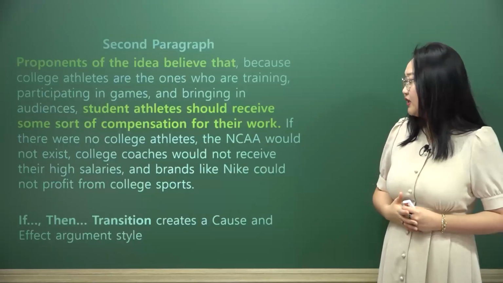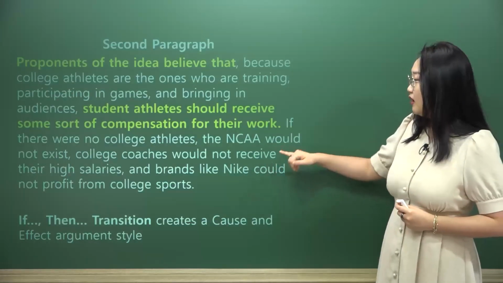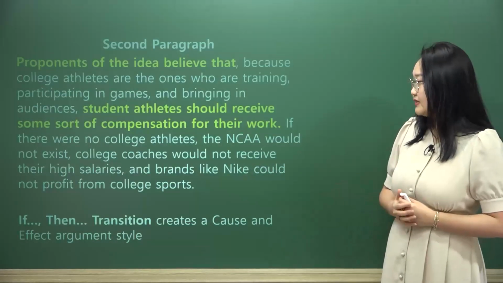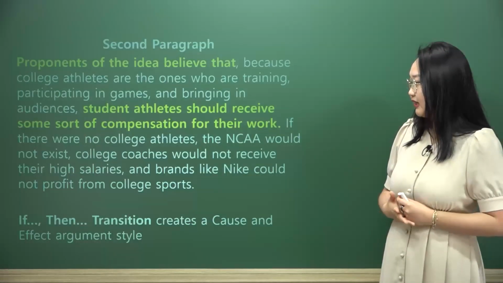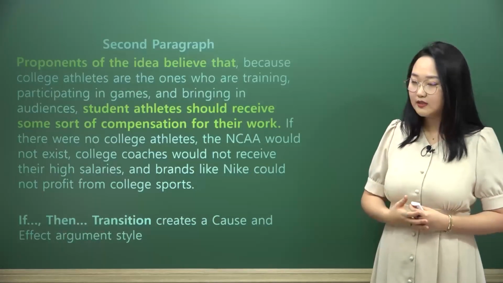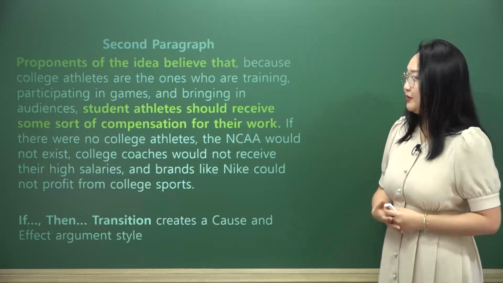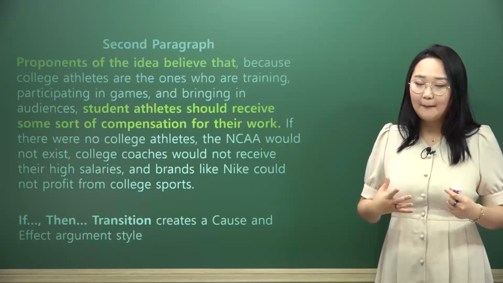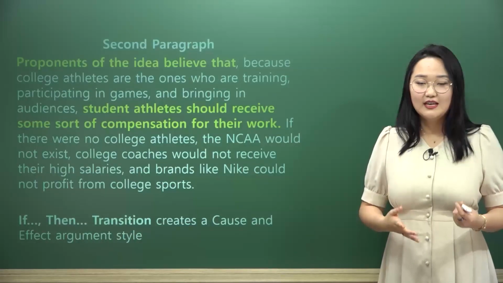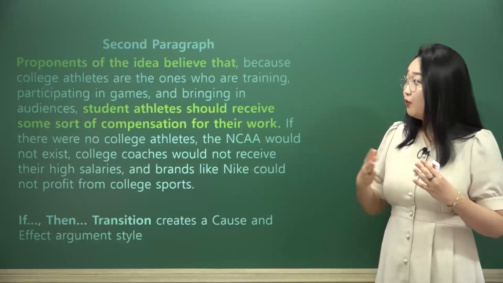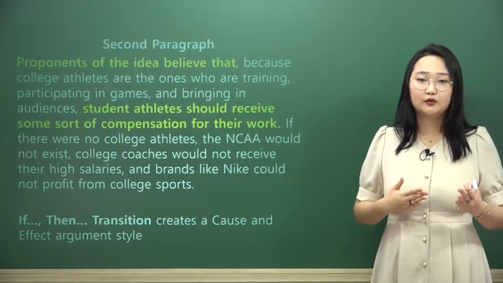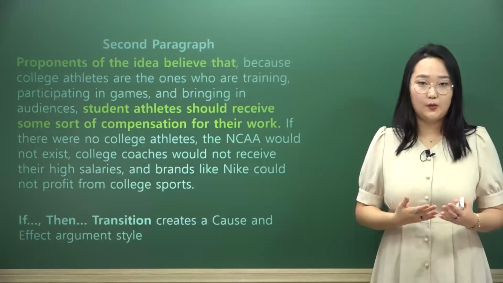If there were no college athletes, the NCAA would not exist. College coaches would not receive their high salaries, and brands like Nike could not profit from college sports. The if-then transition creates a cause and effect argument style. If something happens, then this is the result. This is a very good way of at least posing an argument for the reader, who is now coming to terms with what's going on.